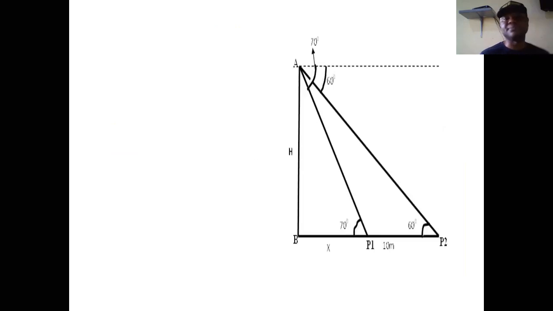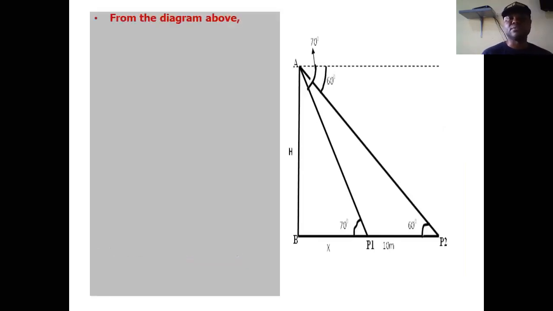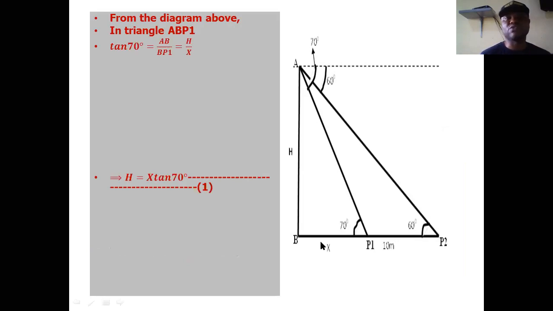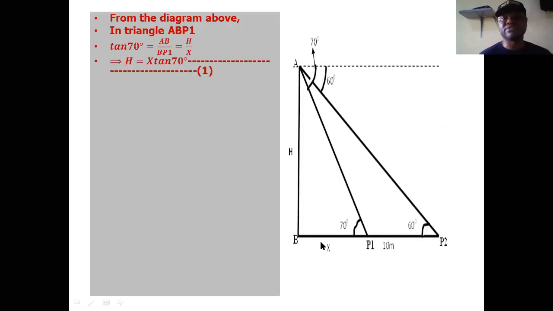Here is the diagram. The first thing we need to do, from the diagram, in triangle ABP1, look at the diagram here, ABP1. Opposite over adjacent is what? Tan 70, which is H over X. Cross multiply, you will have H equal to X times tan 70. That is equation 1 as we formed.